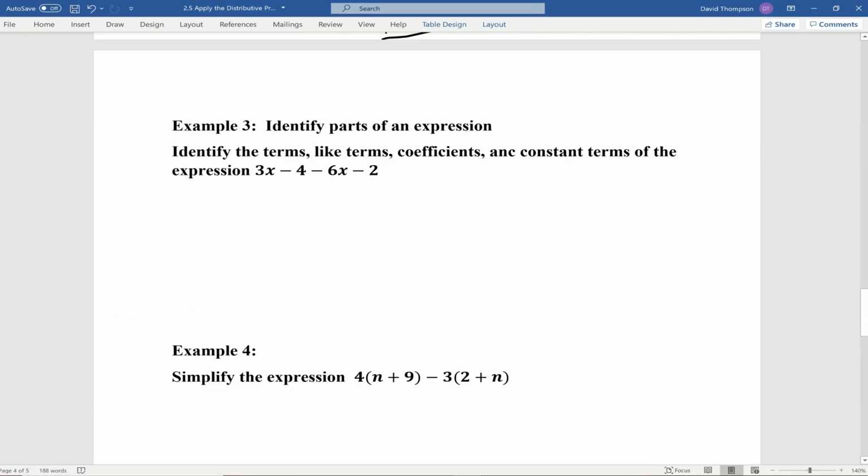Example 3. Identify parts of an expression. Identify the terms, like terms, coefficients, and constant terms of the expression 3x minus 4 minus 6x minus 2. So wherever we see an addition or subtraction sign are our terms. So we have 3x, minus 4, minus 6x, and negative 2. These are all my terms.